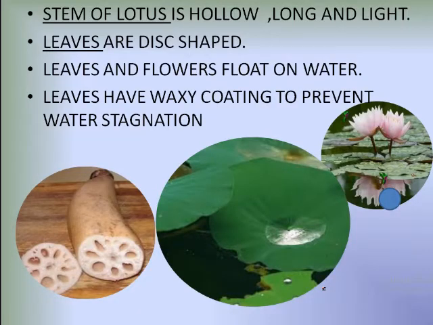The stem of lotus is hollow, long and light. Leaves are disc shaped. If you see the stem of the lotus, it is hollow, and the leaves are disc shaped. Leaves and flowers float on water. Leaves have a waxy coating to prevent water stagnation. You can see the drops of water here, and when the leaves bend in one direction, all the water flows off. No water stops there, and stagnation does not happen. Stagnation means the dirtying of water.